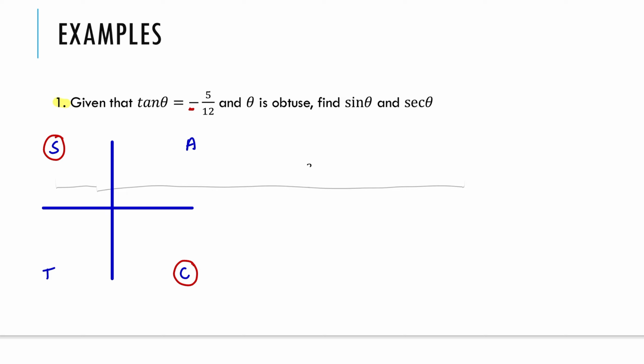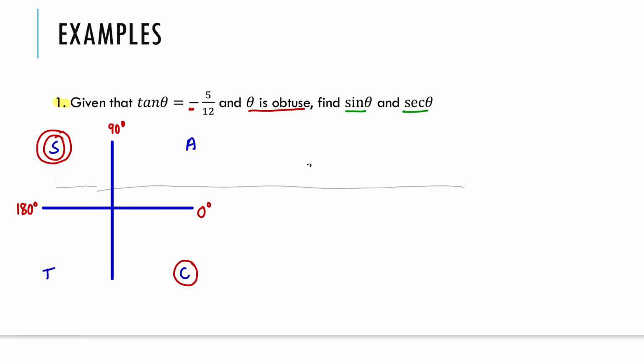Now it also says that theta is obtuse. So notice with the unit circle, we start at 0 degrees, 90 degrees, and then 180 degrees. Can you see that the angle then must sit in this quadrant here? I've just done a double circle there to emphasize that. Now that I know where my angle is sitting, I now need to look at finding sine theta and sec theta. So let's start with sine theta.